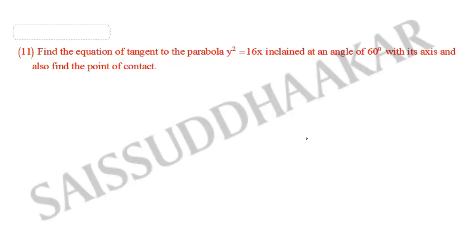So here the question is: find the equation of the tangent to the parabola y square is equal to 16x inclined at an angle of 60 degrees with its axis, and also find the point of contact. I am comparing this parabola with the standard form y square is equal to 4ax, so a is equal to 4.